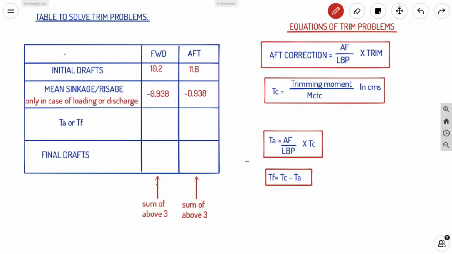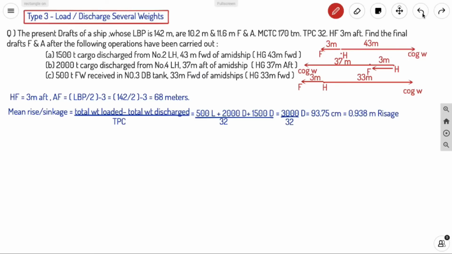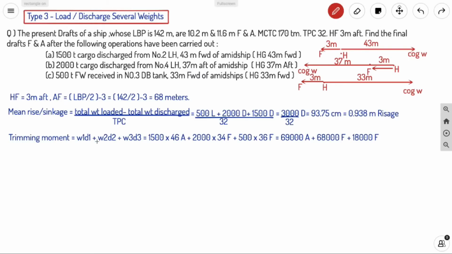Next we need to find TA or TF. To find TA, we need TC. To find TC, MCTC is given in the question, and we need to find the trimming moment. The answer is always in centimeters. In the previous case with only one weight, it was just weight times the distance from COF. In this case, since we have several weights, it's W1D1 plus W2D2 plus W3D3. The first one is 1500 times 46. If we discharge from forward, we will have a moment aft. We represent the moment aft by A and the moment forward by F. Next is 2000, discharged from 37 meters aft, so you have a moment forward, F. And the final one, 500 ton fresh water, we loaded forward, so we have a moment forward.